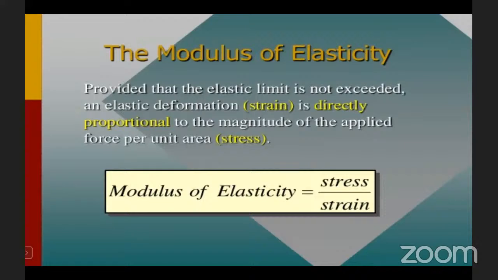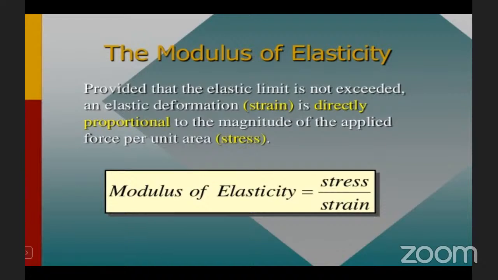Next one, we enter the modulus of elasticity. What is the modulus of elasticity? Provided that the elastic limit is not exceeded, elastic deformation strain is directly proportional to the magnitude of the applied force per unit area. This is called the modulus of elasticity. Simple thing: what is the modulus of elasticity? Stress by strain.